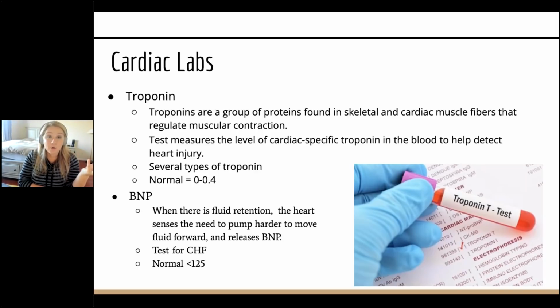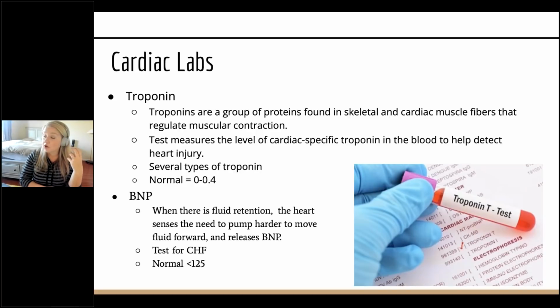All of us are naturally going to have some of it, and that's a good thing. We want our heart to be able to receive that message and beat stronger when there's a large amount of fluid returning to the right atrium. But we don't want it to be greater than 125. Normal for the BNP is less than 125. As it gets higher and higher, we worry about fluid overload and congestive heart failure.